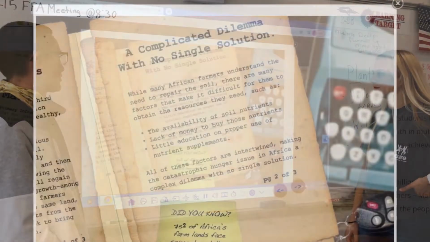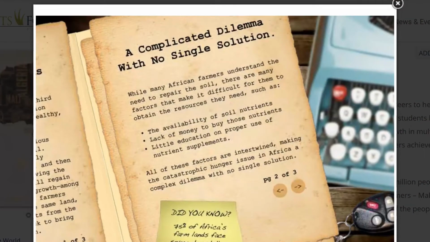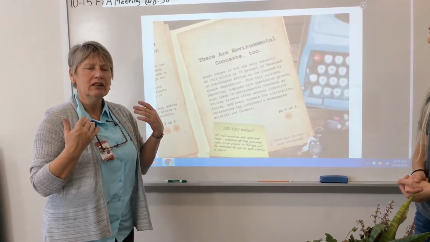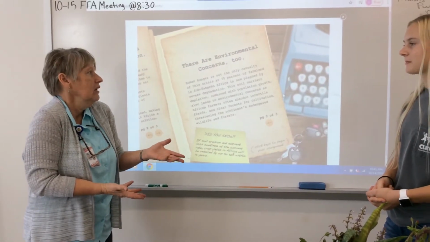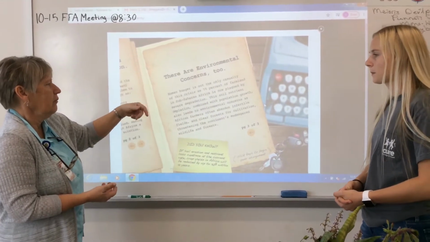While many African farmers understand the need to repair the soil, there are many factors that make it difficult for them to obtain the resources they need, such as the availability of soil nutrients, lack of money to buy those nutrients, little education on proper use of nutrient supplements. All of these factors are intertwined, making the catastrophic hunger issue in Africa a complex dilemma with no single solution. So 75% of African land is degraded. That means it's not farmable. So what are some of the environmental concerns with that, Maddie?